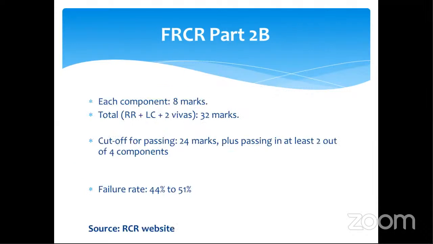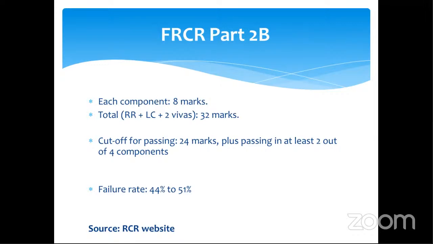Coming to the marking system of part 2B, we will see why it is very critical that you pass in rapid reporting. Each component has 8 marks: 8 marks for rapid reporting, 8 for long cases, and 8 marks for each of the two vivas. That comes to 32 marks. Cutoff for passing is 24 marks, which means that you need to score at least 6 marks in all of them. In long cases and in most of the vivas, you will hardly get 6 or 6.5 marks.